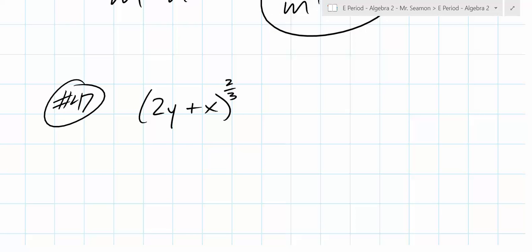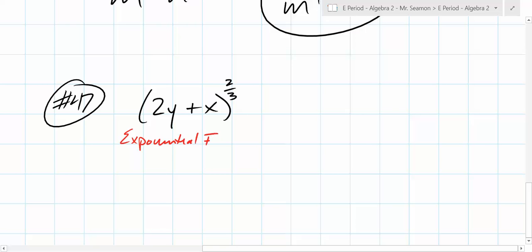Number 47, with radicals. So what form is this called? This would be in exponential form. And you're converting it to what form? Radical form, right? Radical form.